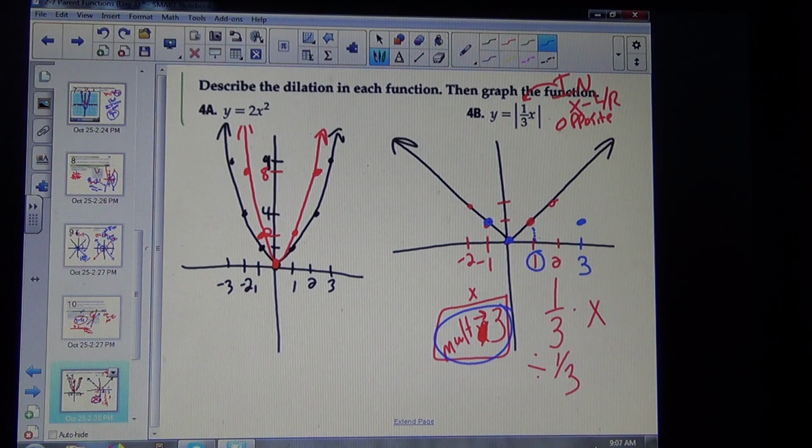Okay, what's this x coordinate? -1. So what's -1 times 3 going to give me? And that would give me a -3. So now that's going to bounce out to there.